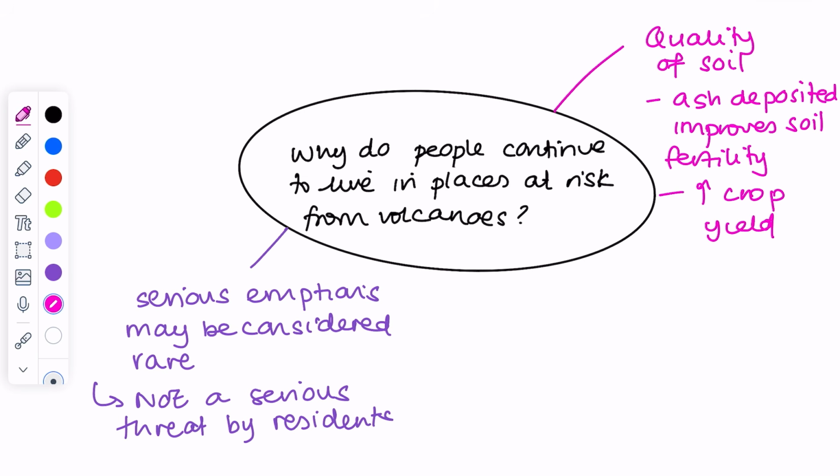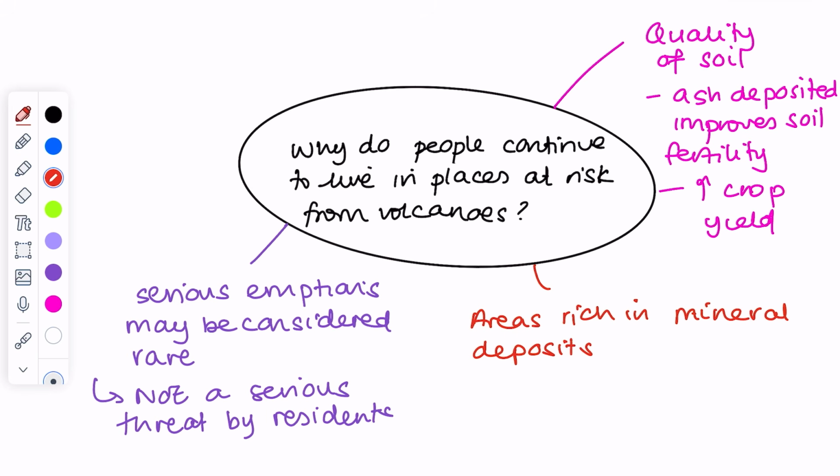Tied in with this first point, the quality of the soil, volcanic areas are often rich in mineral deposits, which provides people with a potential source of income, hence they choose to stay. And then it's that matter where so many people have historically lived in an area, they have so many settlements present that the family connections people build mean that they do not want to leave the area in spite of all the risks.